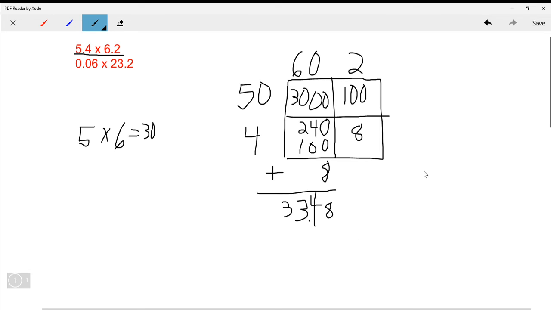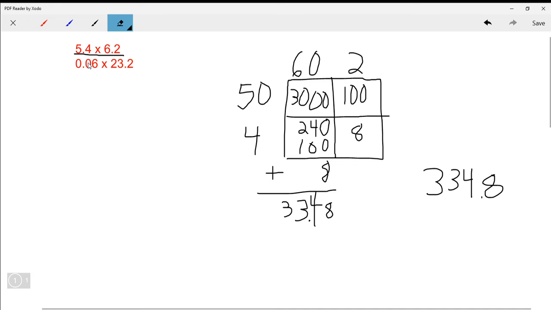And 30 is close to 33 and 48 hundredths. Now, if our answer was 334, and we estimated that the answer should be around 30, you're going to have to go back and say the decimal doesn't seem to be in the right spot in that case, right? But anyway, it's always good to look into that.